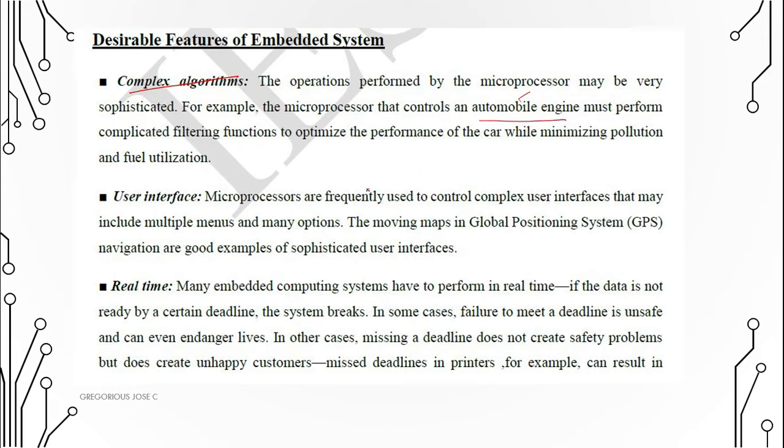For example, an automobile engine must perform complicated filtering functions to optimize the performance of a car while minimizing the fuel injection. So nowadays, most of the devices are turning smart, and they are based upon a controller and microprocessor. In such cases, the performance should be a key factor, even if the background algorithm or the code is very high in size. So even with a complex algorithm, the system should work according to that particular task.